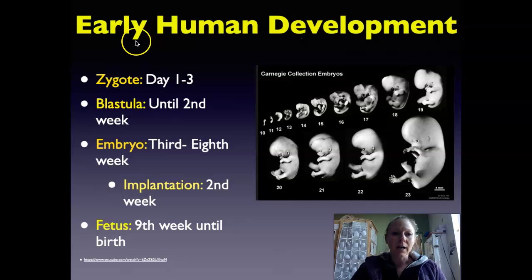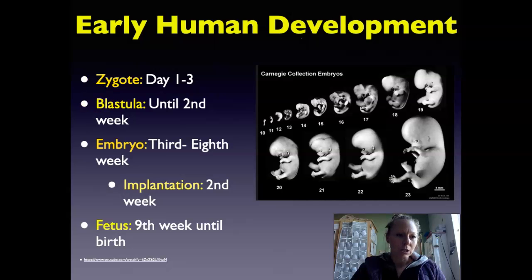So here we are when we've talked quite a bit about zygotes, or when a sperm fertilizes an egg. That fertilized egg, we know is diploid, is going to be a zygote for 1 to 3 days. Then those cells are going to divide and divide and divide until they're a ball of cells. And that's at the second week. They are called a blastula at 2 weeks.